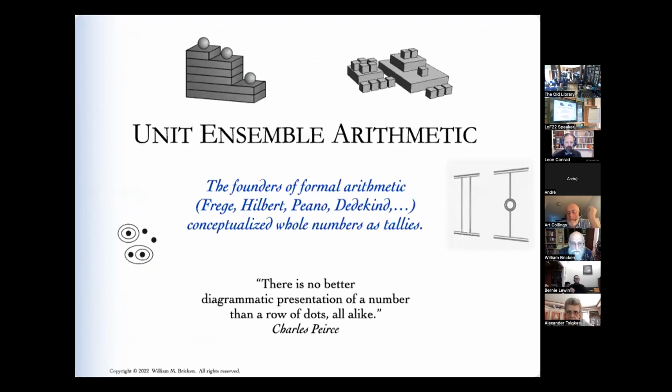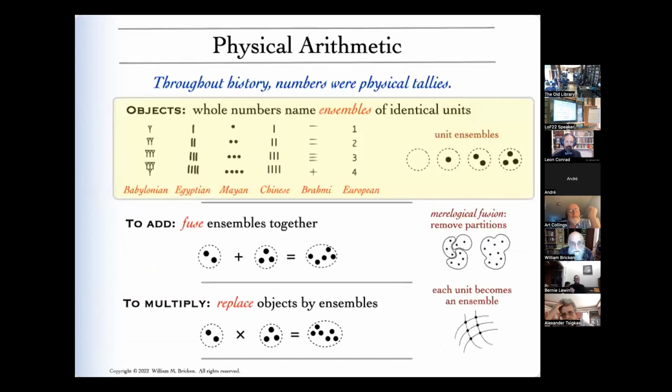The founders of formal arithmetic over 100 years ago had a very different concept of arithmetic than what we teach in schools today. For them, numbers were simply tallies. And tally arithmetic is iconic. The representation of the number 4 is 4 units or 4 marks. And a number in general is an ensemble of all of that many identical units.